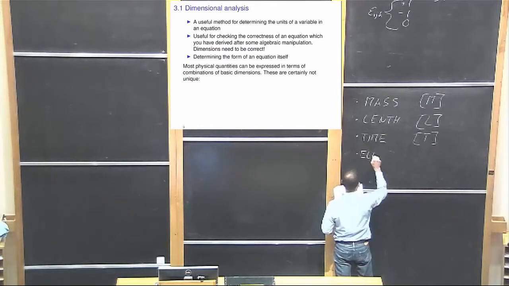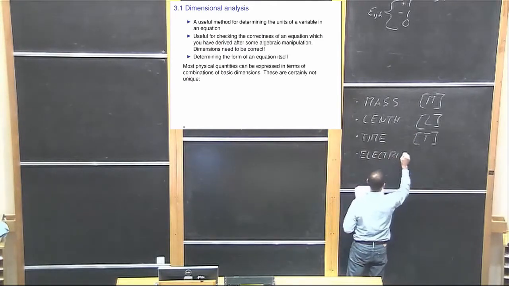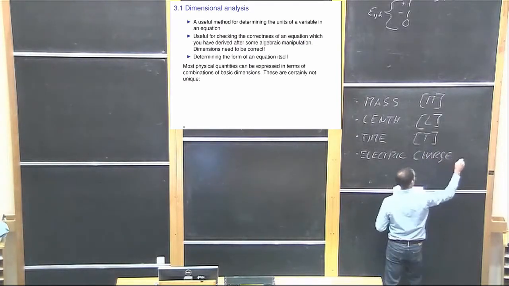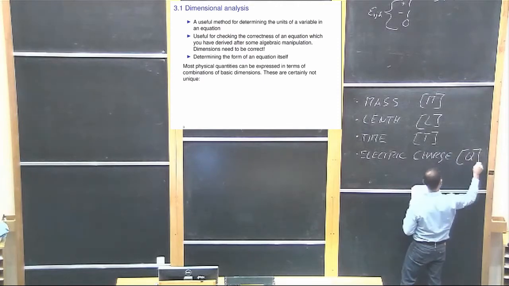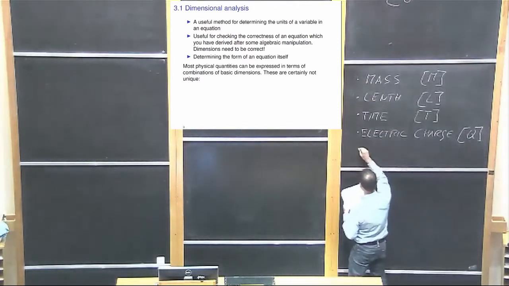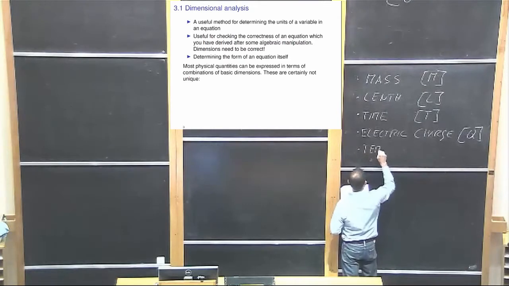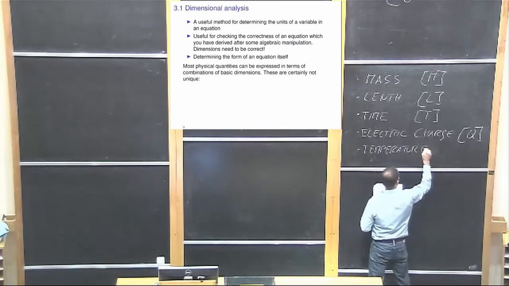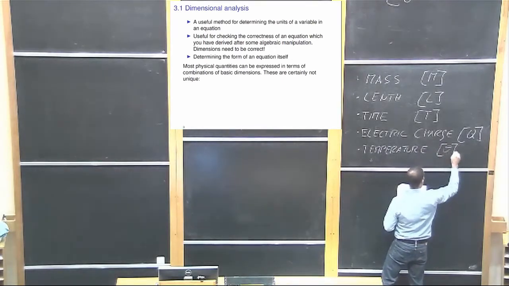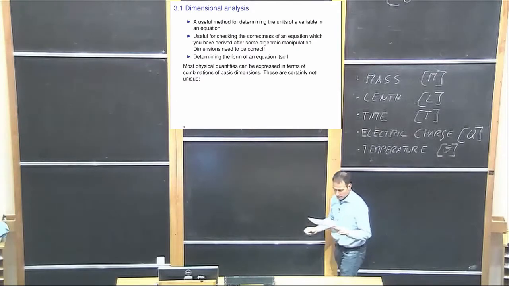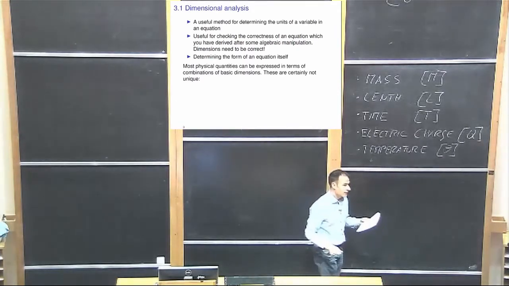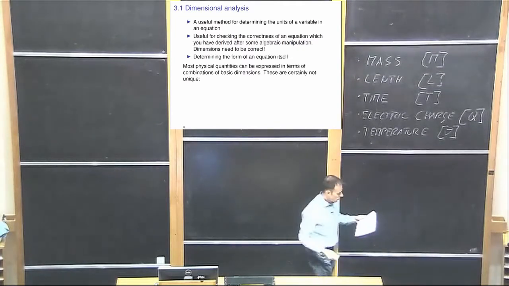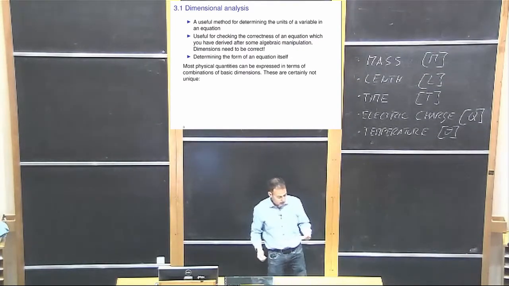Electric charge, Q, and temperature. Those from the US use Fahrenheit, then there are centigrade, Kelvin. All those are different units for the same dimensions.